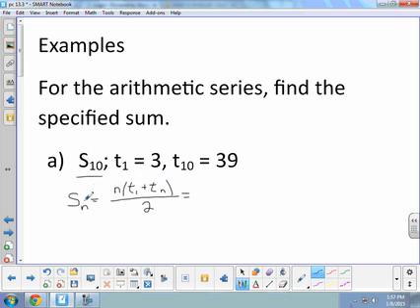This one works out well because we're finding S sub 10, and that 10 as the subscript tells me that there are 10 terms. So n is 10. My first term is 3. My last term, which they give me, and you always want to double check that subscript, it is the 10th one, is 39. Divide that by 2. Put that in your calculator, and you're going to get 210. That will be your final answer.